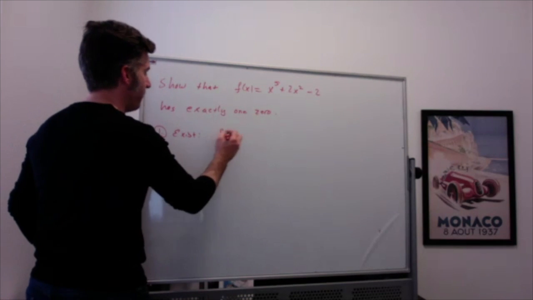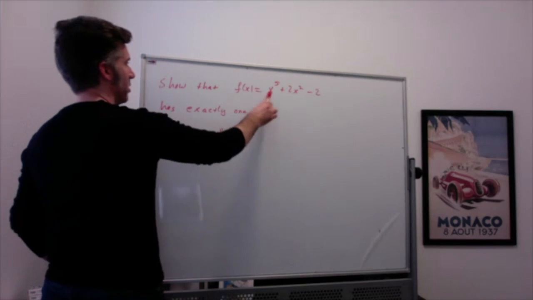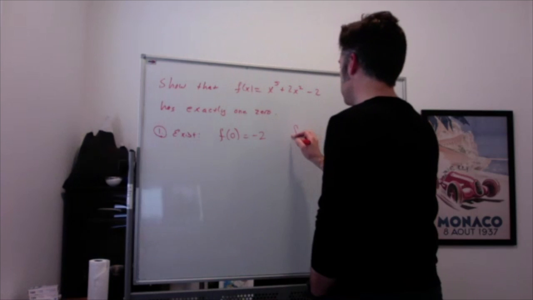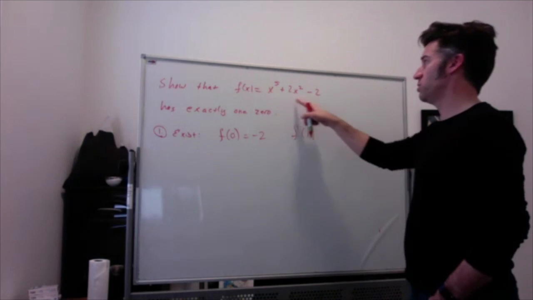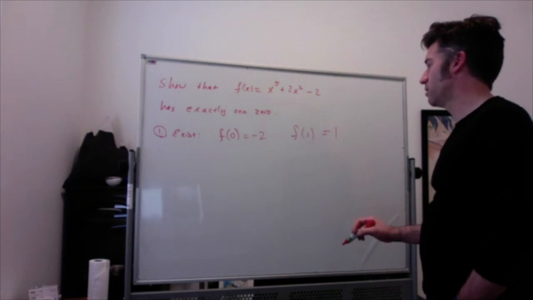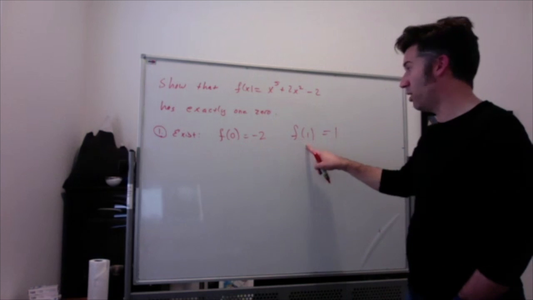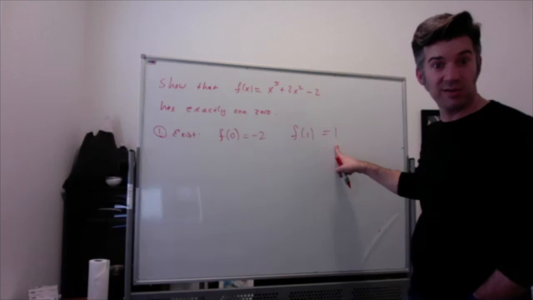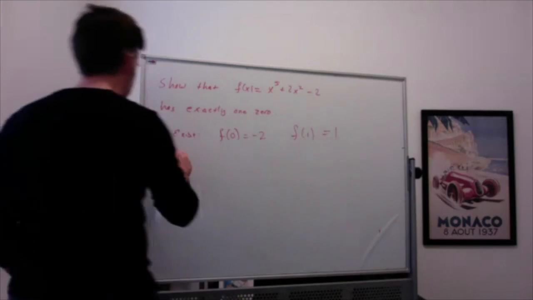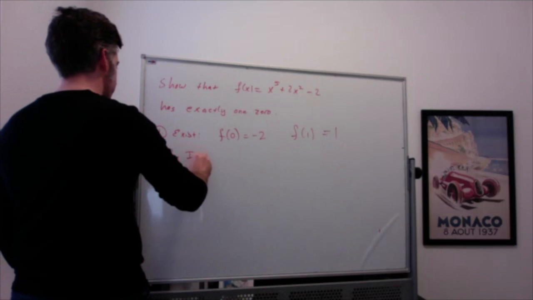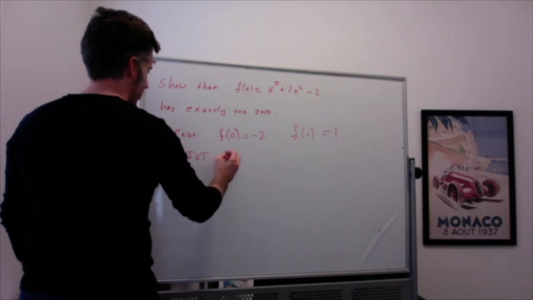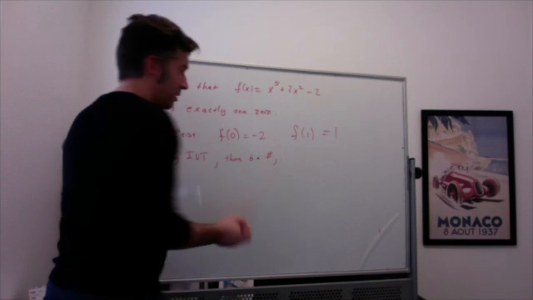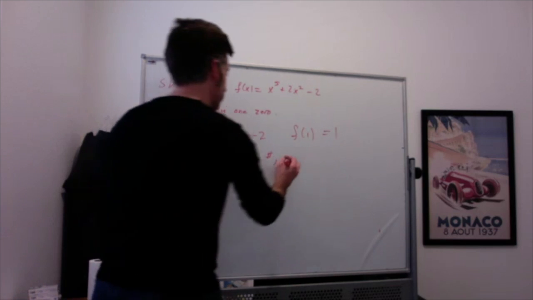We know that f of 0 is 0 plus 0 minus 2, and f of 1 is 1 plus 2 minus 2. So between 0 and 1, the function goes from negative 2 to positive 1, so it has to cross 0 somewhere. So by the intermediate value theorem, there is a number that lives between 0 and 1.